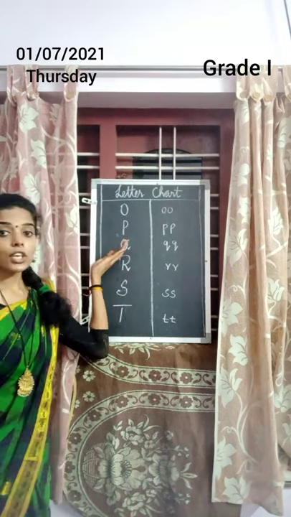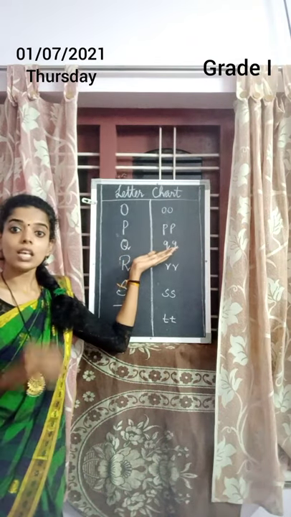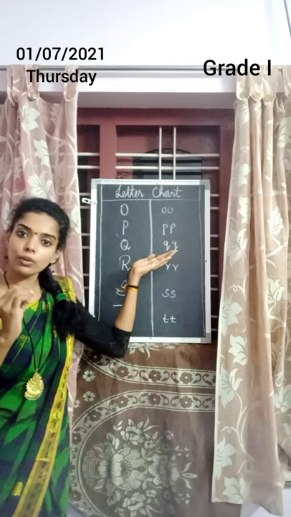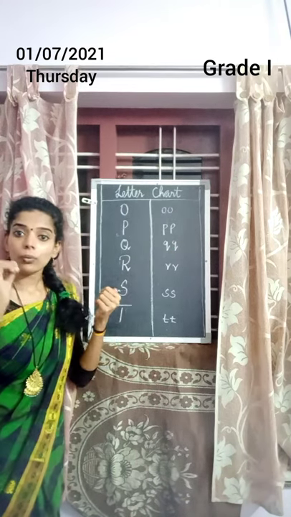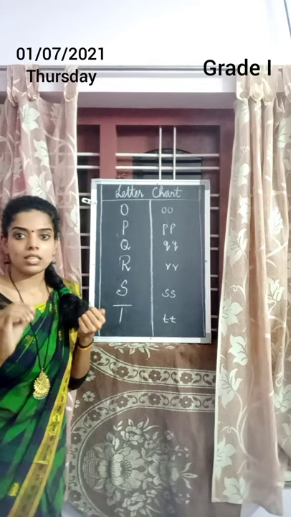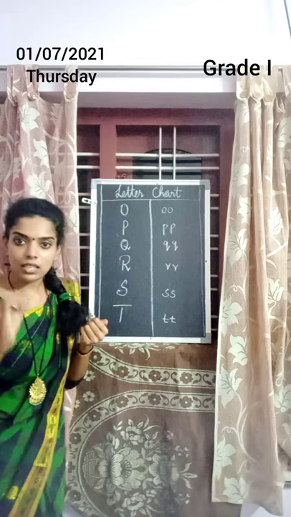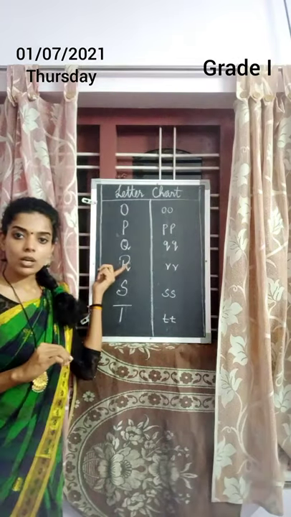The next one is Q. What's the sound of Q? It's ku sound. So the example is queen, quilt, quiet, question. Next one is R. What's the sound of R?